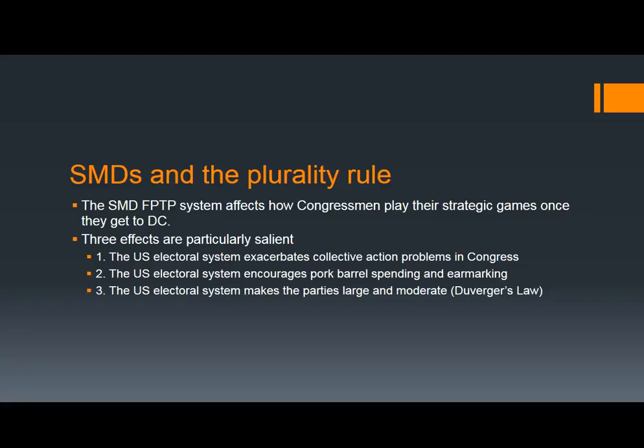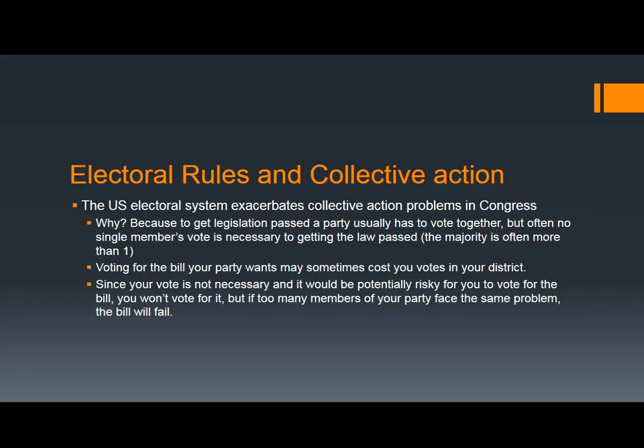Now, I want to talk about 3 effects that are particularly salient here. 1, the U.S. electoral system exacerbates collective action problems in Congress. 2, the U.S. electoral system encourages pork barrel spending, earmarking, and log rolling. And 3, the U.S. electoral system makes the parties large and moderate. Okay, let's address each of these in turn.